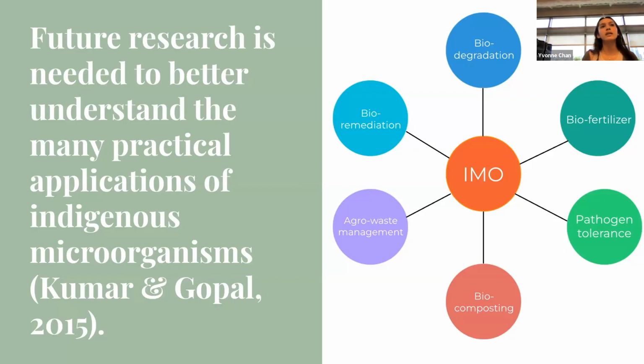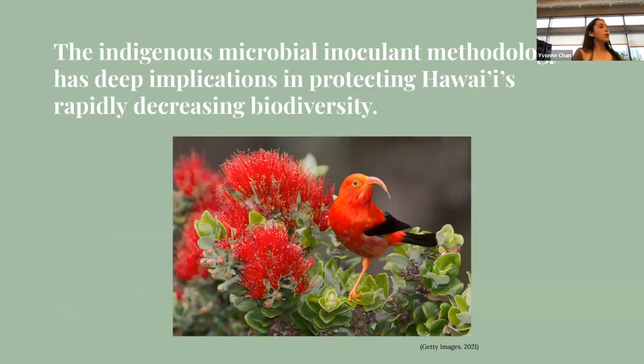So finding a way to implement this on a larger scale and in the real world is deeply important to being able to harness the microbial communities that we have on Hawaii. The indigenous microbial inoculant methodology has deep implications in protecting Hawaii's rapidly decreasing biodiversity. Ohia lehua is deeply important to our native Hawaiian forests and is a keystone species. And this methodology, being able to identify that pathogen tolerance is increased by more diverse microbial communities, also lets us know how important protecting these microbial communities are. These microbial communities exist in nature, and it is important that we are preserving our native Hawaiian forests so that we have the richness of these microbiomes to continue using. And it is also a great method to increase the plant health in restorative purposes.